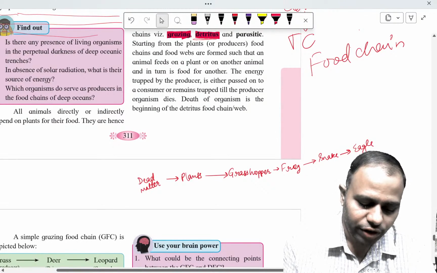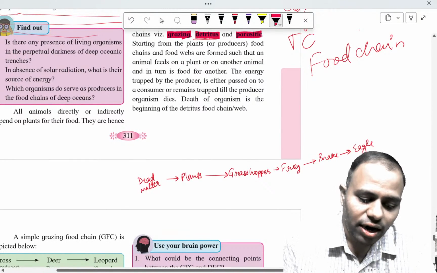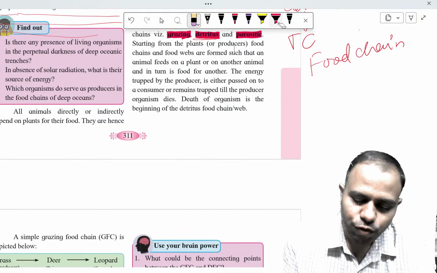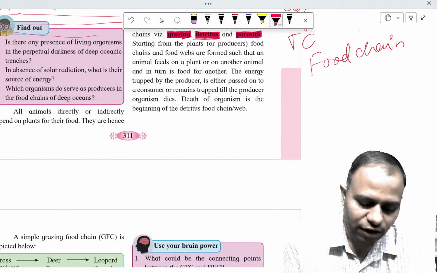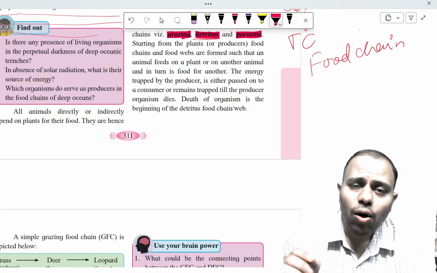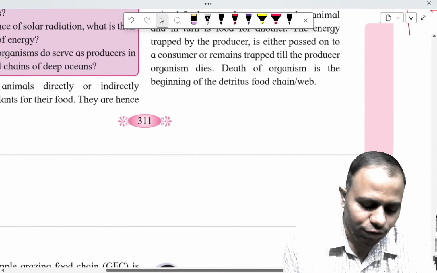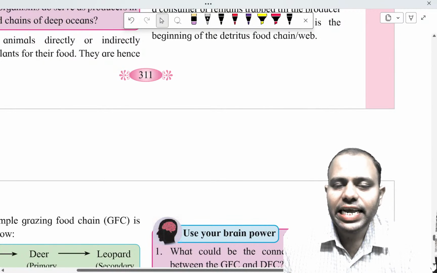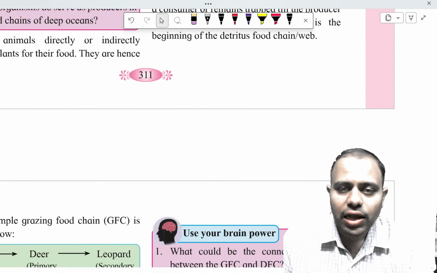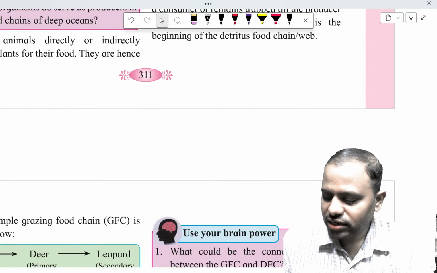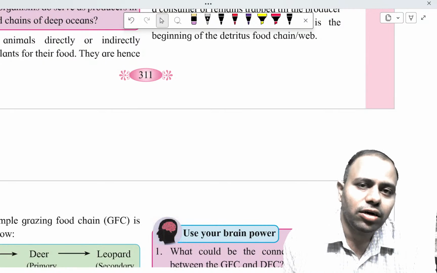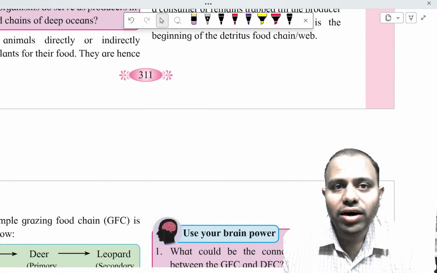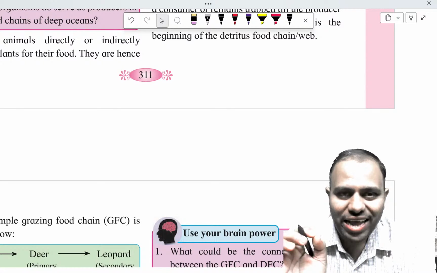Now the third type of food chain is called the parasitic food chain. Now I'll give you an example of a parasitic food chain. You must have seen cows and buffaloes grazing in grasslands, and on the back of those cows and buffaloes, there are small birds that eat the lice or insects present on the body of these organisms.